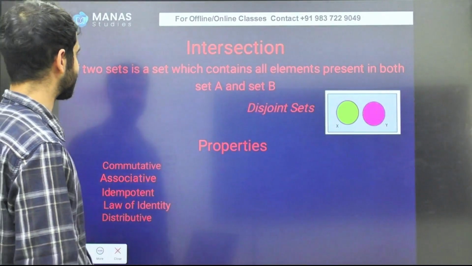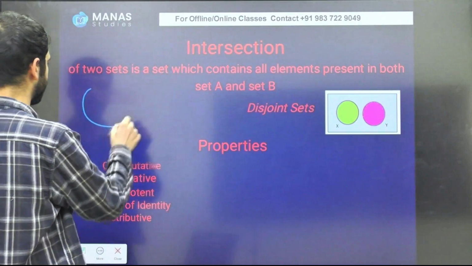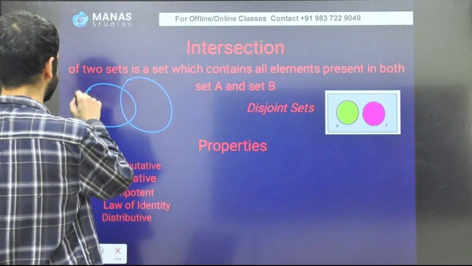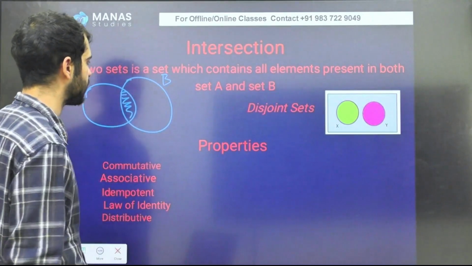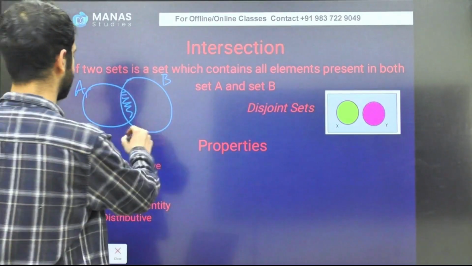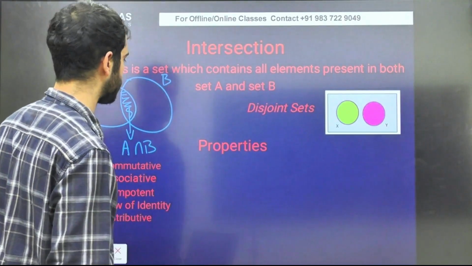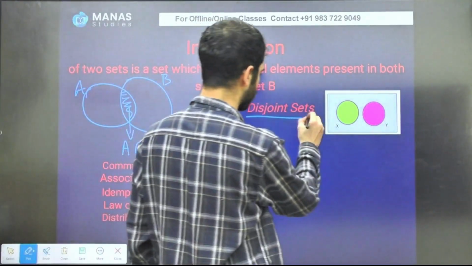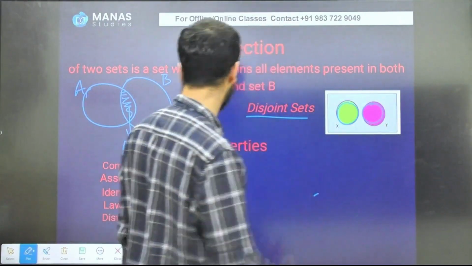Now let's look at intersection. Intersection of two sets represents the common elements. If I have the Venn diagram which represents set A and set B, then all the elements falling in the common part will be written as A intersection B. Now let's look at the properties, but before that, another important topic is disjoint sets. If two sets don't share any elements, then they are said to be disjoint.